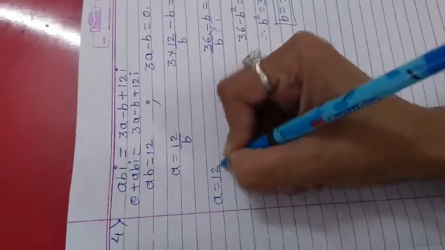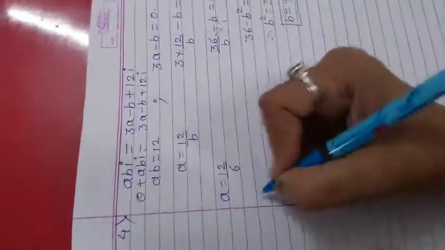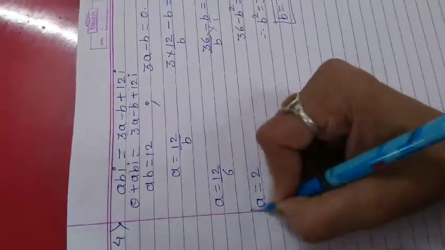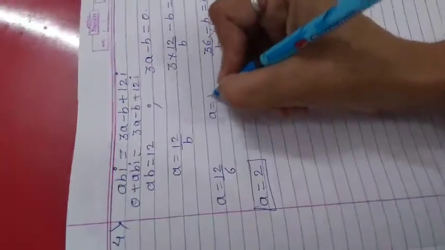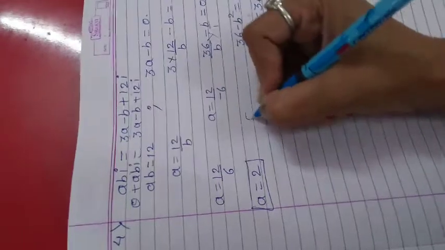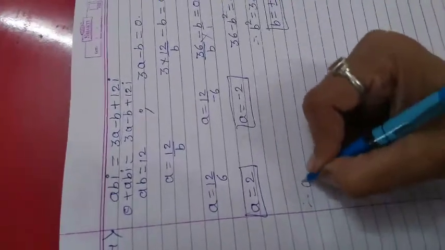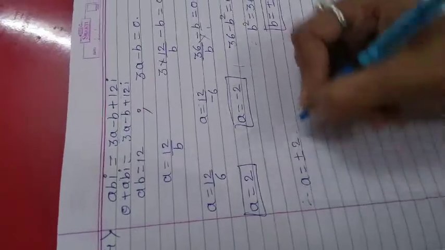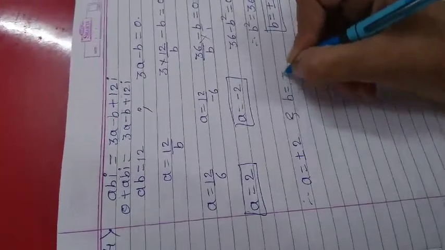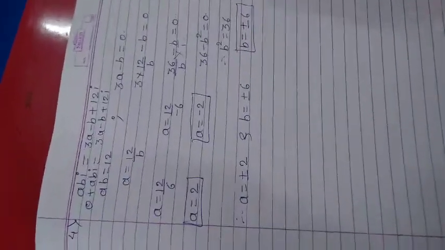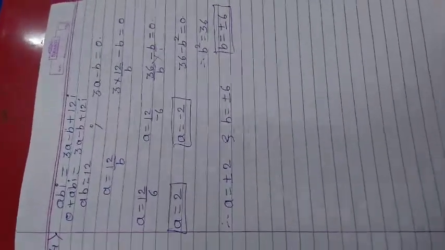Now for value of a, suppose a is equal to 12 by 6. So a is equal to 2. And if a is equal to 12 by minus 6, so a is equal to minus 2. So therefore, value of a is plus minus 2 and value of b is plus minus 6. So in this way, we will solve for value of a and b.